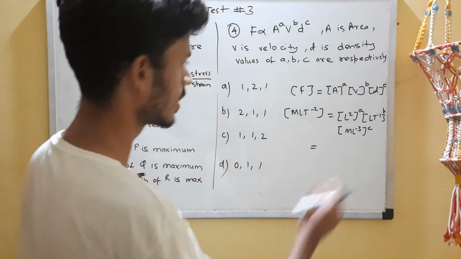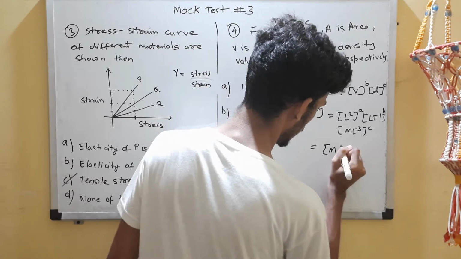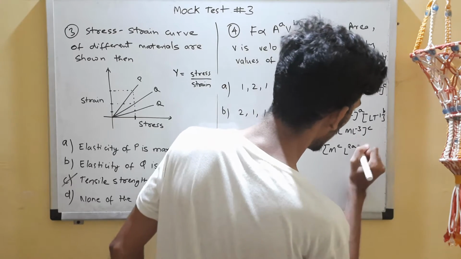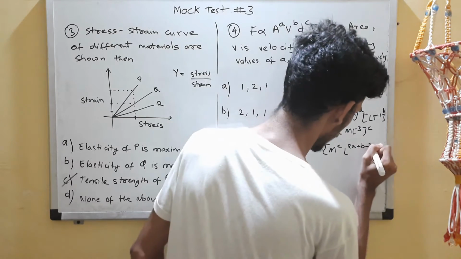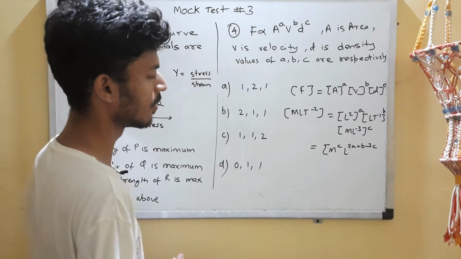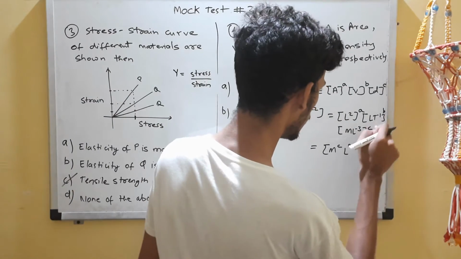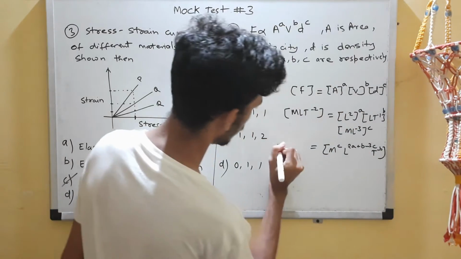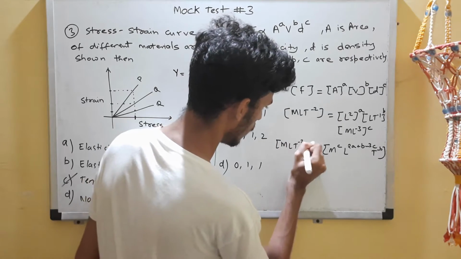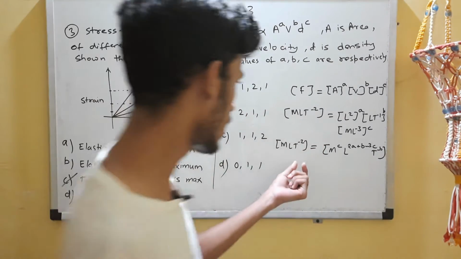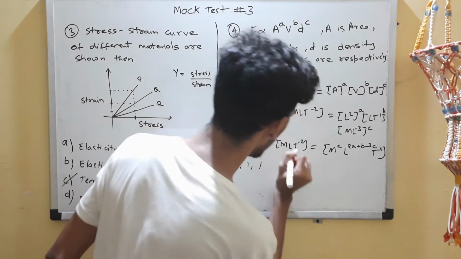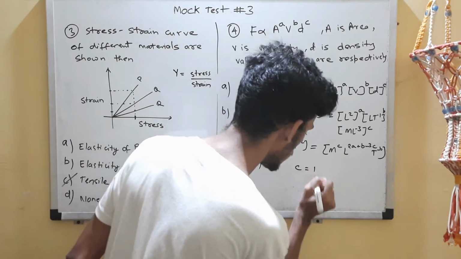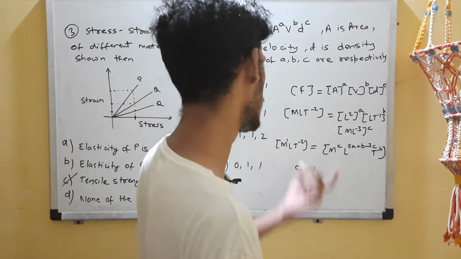Let's compare the dimensions on both sides. First of all, let's write it as M^c. L, if you see, will be 2a plus b minus 3c, right? I'm just collecting the powers from each of the terms. And T, if you see, will be there only in this term: we have T raised to minus b. So here we'll have M L T^-2. Now let's compare the power of M, which is c here and 1 there, so c is equal to 1. We're just equating powers on both sides.